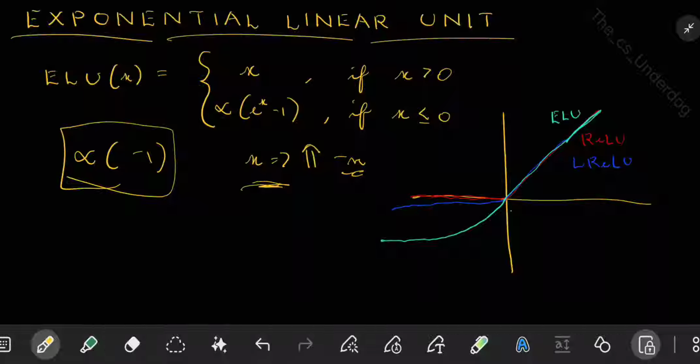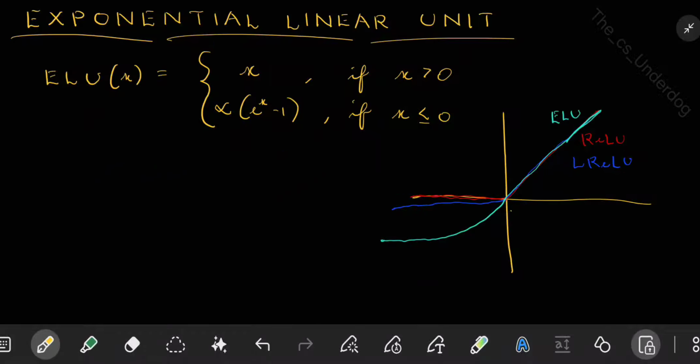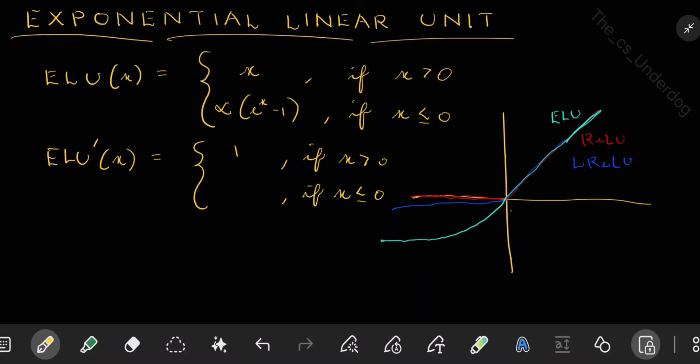It's important to understand derivatives whenever you are understanding activation functions. So ELU of x, you know it is this. What will be the derivative? ELU dash of x, the derivative will be, what about the derivative of x? The derivative of x with respect to x is 1 only. So this will be 1 if x is greater than 0. The question is, what happens when x is lesser than or equal to 0? This is the interesting case. So the answer is, the derivative of this can be written as ELU of x plus alpha.